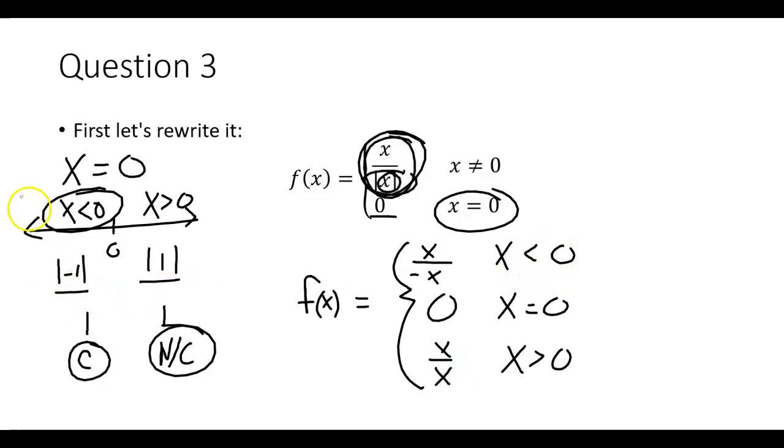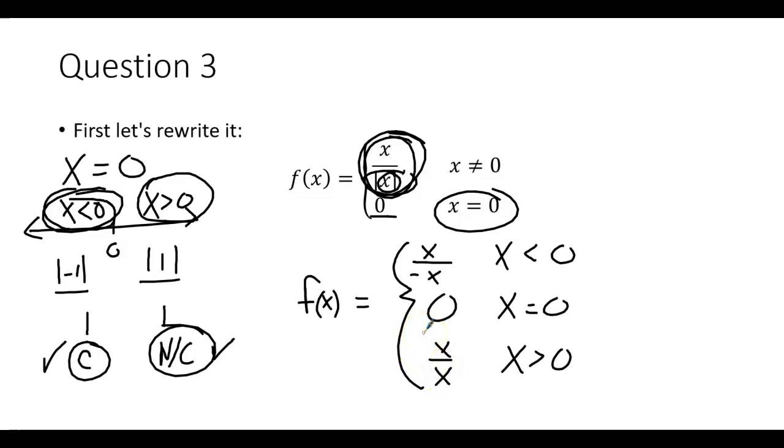So for the one that is less than 0, we changed the sign. So you get rid of the absolute value bars and you put a negative in front of it. And for all x greater than 0, there is no change, so we just get rid of the absolute value bars and we don't change the sign.